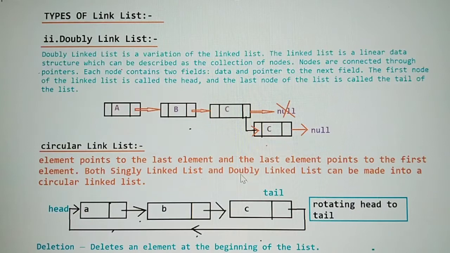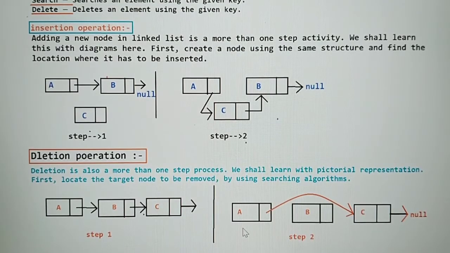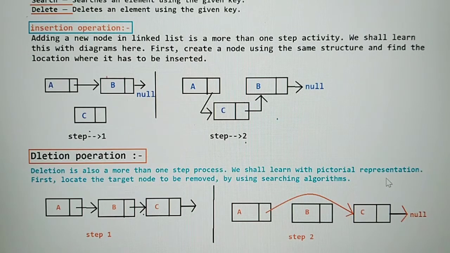So the next is the deletion operation. Guys, see here very carefully. Deletion is also a more-than-one-step process. Also, all of them are more-than-one-step processes. We shall learn the pictorial representation. Guys, it's the most important thing you want to know, this pictorial representation.